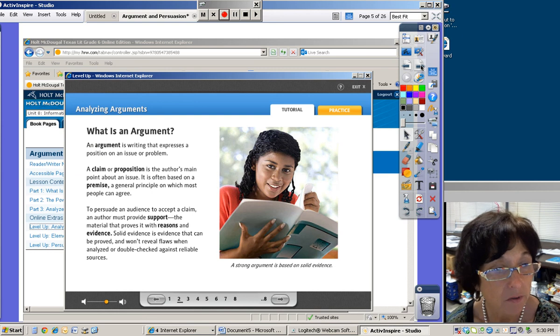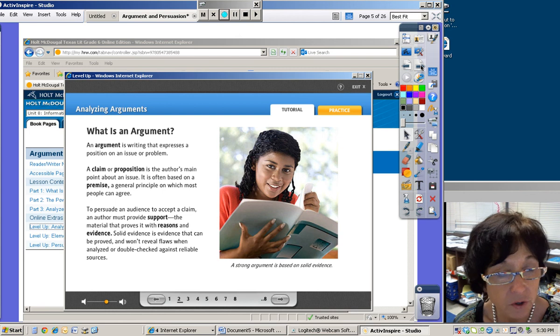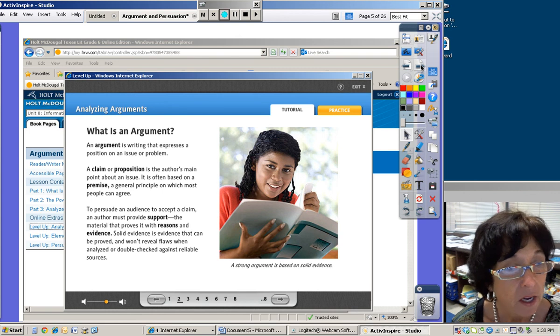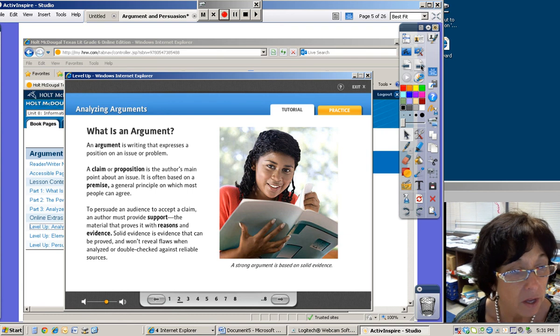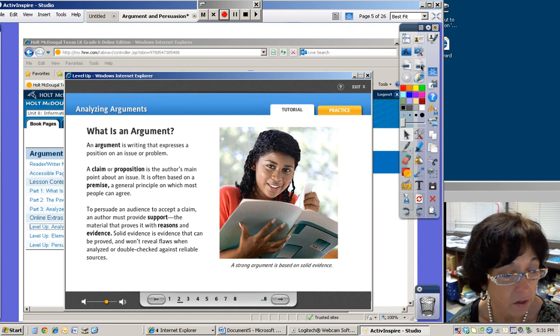This page is from the Level Up tutorial online, which if you're able to get to that, I encourage you to go watch that. It's just restating what we've already said. An argument is writing that expresses a position on an issue or a problem. It has a claim. Another word for claim is proposition, and that's the author's main point. Sometimes it's based on a premise or a general principle on which most people can agree. Then after they've made their point or their claim, they give you some support. They support it with reasons and evidence why their belief is right, or why their opinion is right.